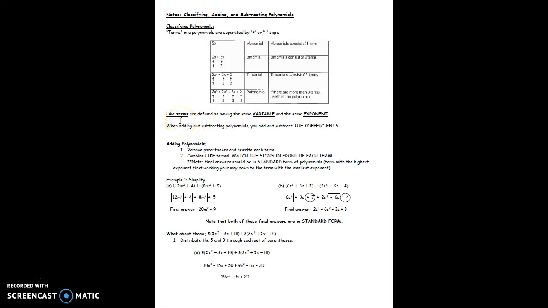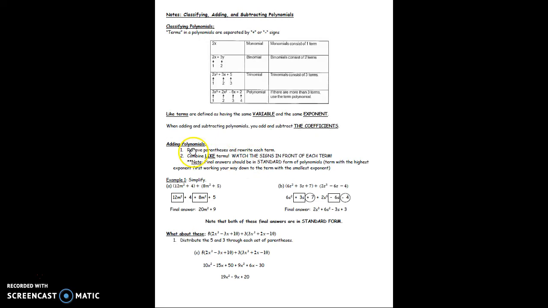Now, a couple other vocab, like terms. We've dealt with like terms before. Like terms have the same variable and the same exponent. So those both have to be the same for them to be considered like terms. When you're adding and subtracting these like terms, remember that you are only adding or subtracting the coefficients. The variable and the exponent portion of it stays exactly the same. So we're only adding the coefficient, which is the number out front of the variable. Okay, the whole number, or the fraction technically, that is out front of the variable.